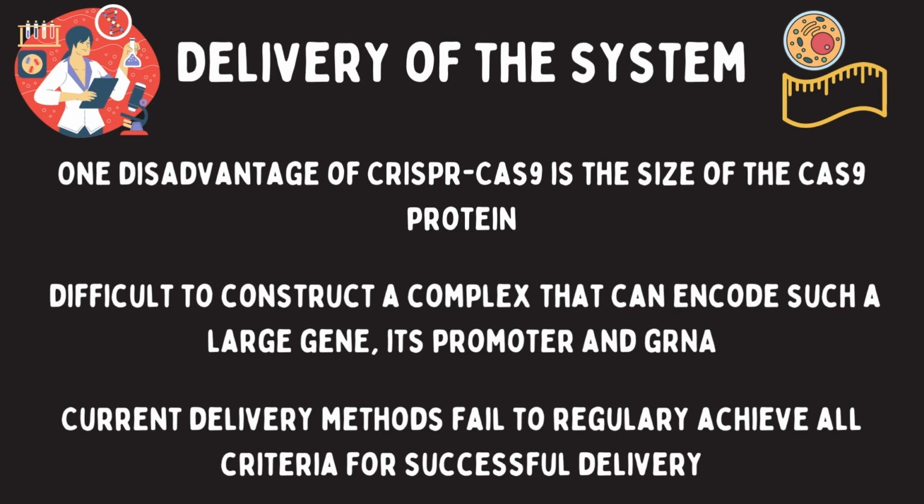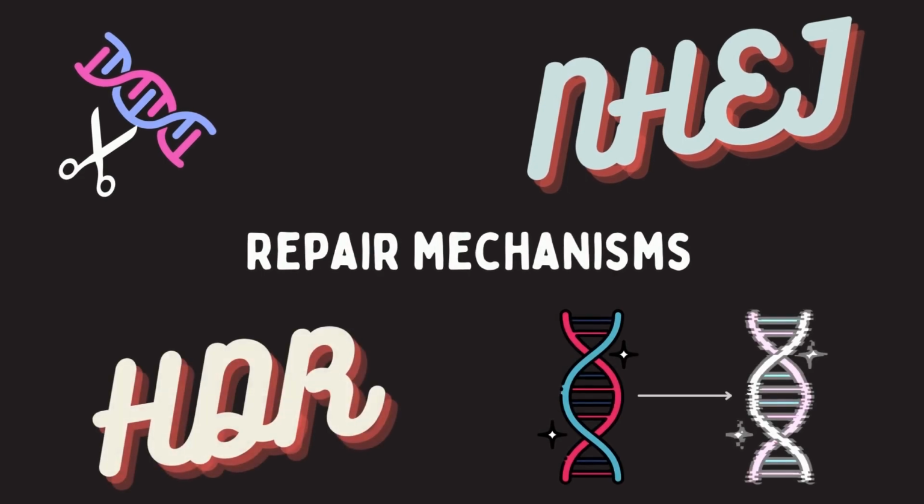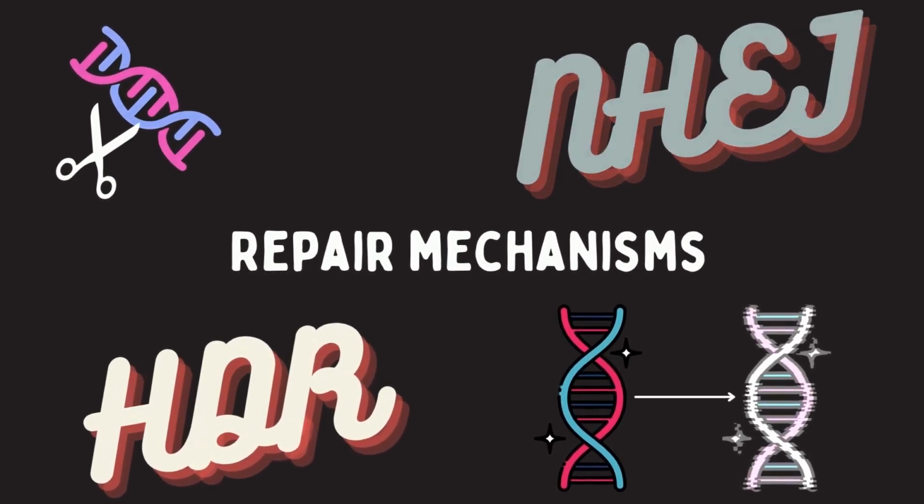In addition, in order for the CRISPR-Cas9 system to be successful, it must have effective cell targeting, rapid clearance after the CRISPR system works, and minimal cytotoxicity. However, it is difficult to simultaneously achieve all of these criteria with current delivery methods. A third challenge arises from the repair mechanisms that occur as a result of the CRISPR-Cas9 system.